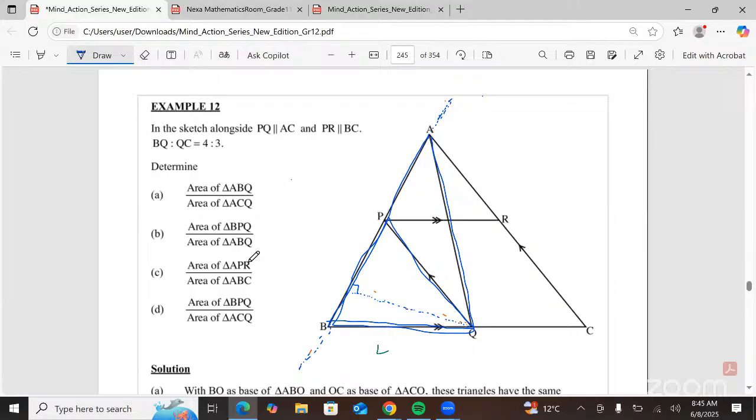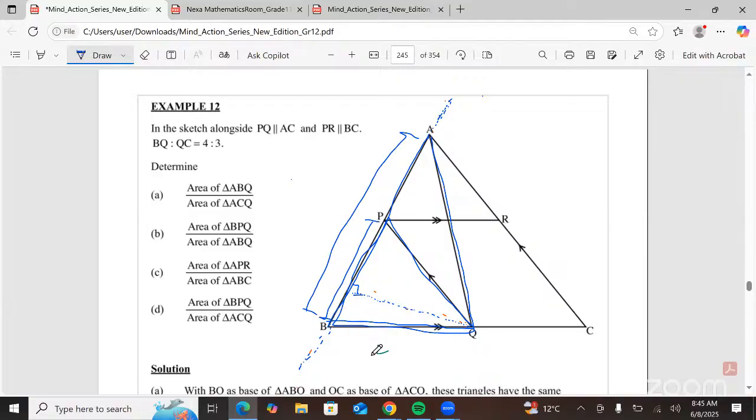Now the triangle BPQ, if this is the height for that, the base will be this one here. And for ABQ, if this is the height for that triangle, the base will be this one. But now the question is, we don't have the length of this side, but we have the ratio for that.